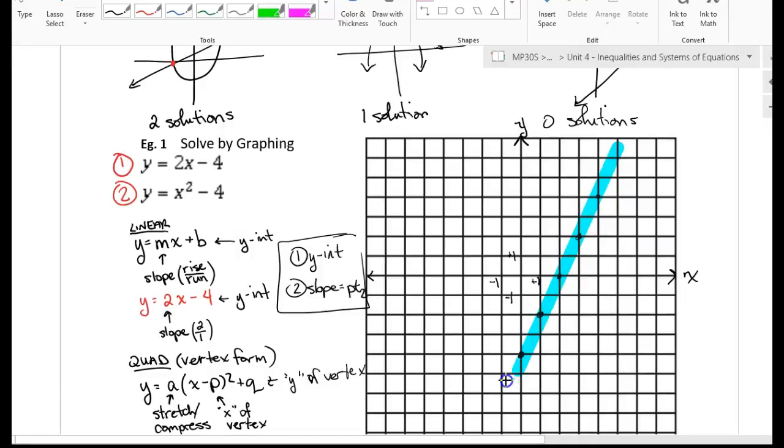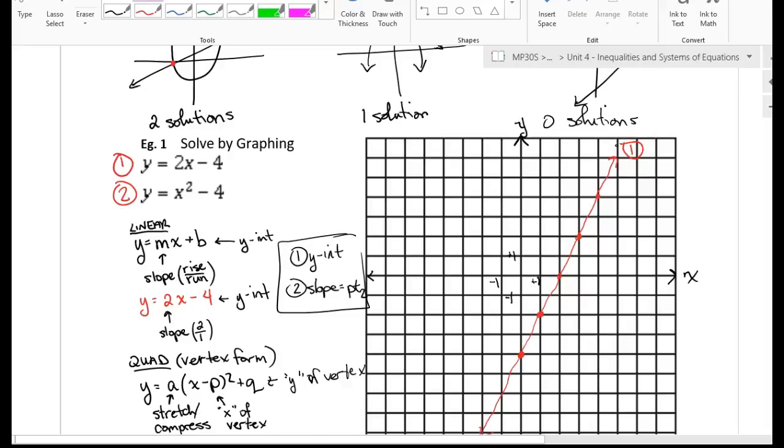I don't know why it keeps insisting on using that highlighter. You'll have to bear with me drawing this line in then. You, again, would benefit from using a ruler. I just can't on my Surface. So I've got equation number 1 here.